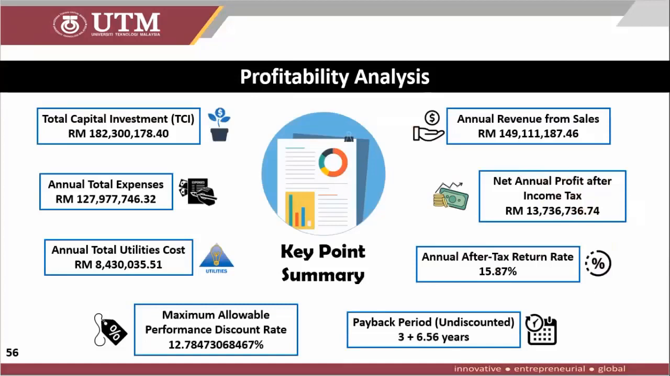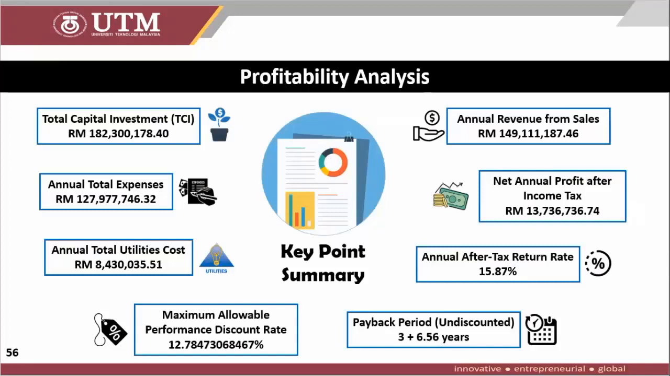The annual total expenses for our plant is around 128 million ringgit, which included the total production cost and also the depreciation value. Pump utilities and heating cooling utilities are included in the annual utility cost, and the total cost is around 8.4 million ringgit. From the sales of our main product, we can get a total of around 149 million ringgit of revenue, and the annual profit after the deduction of the income tax is around 13.7 million ringgit. We also calculated the annual after-tax rate of return, and the rate is around 15.87%.